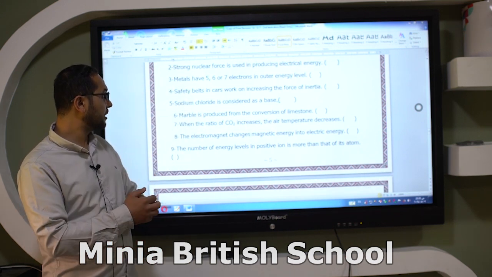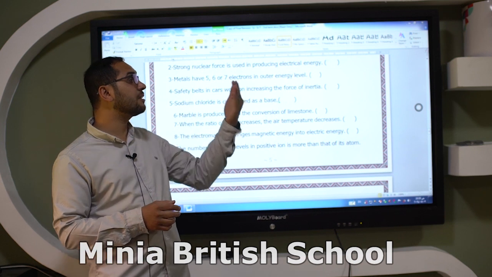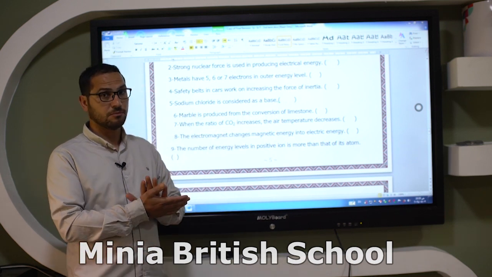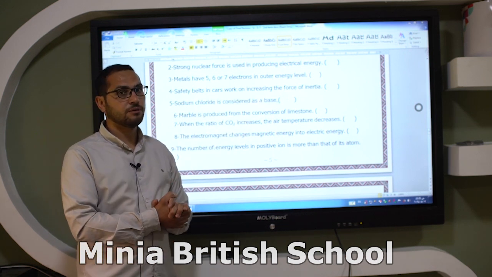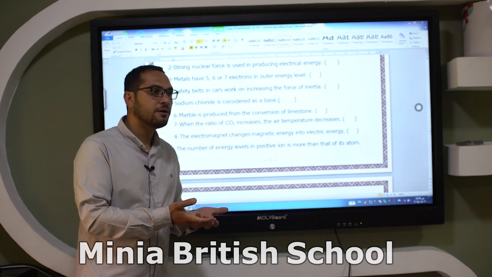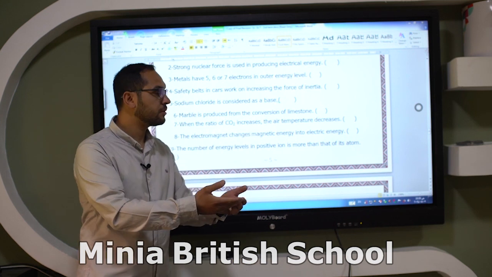Safety belts in a car work by increasing the force of inertia? No, this is completely wrong. They decrease the force of inertia because they protect us from being rushed forward.